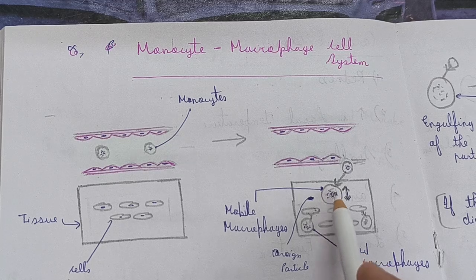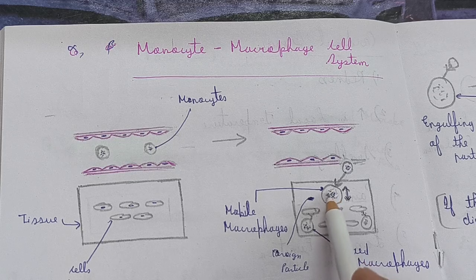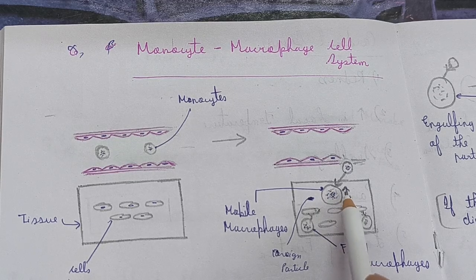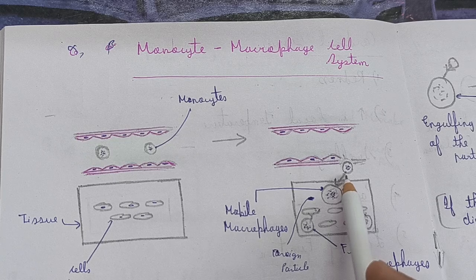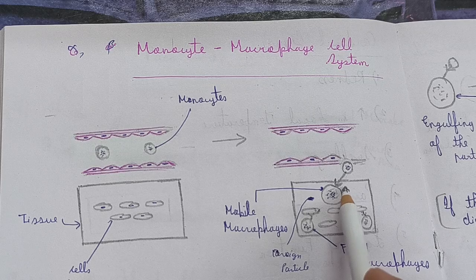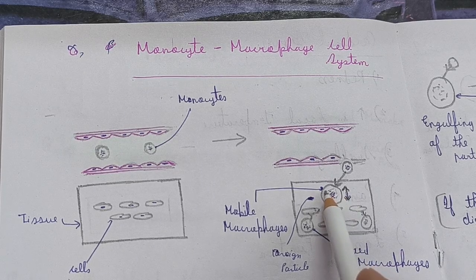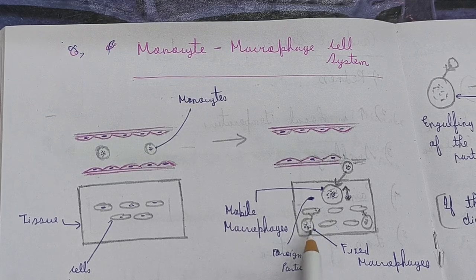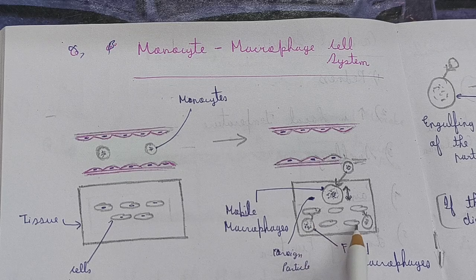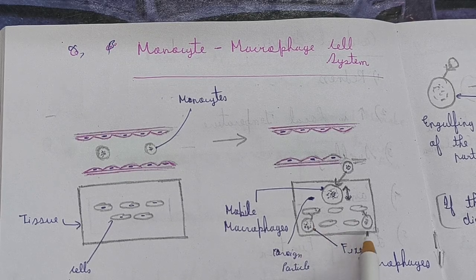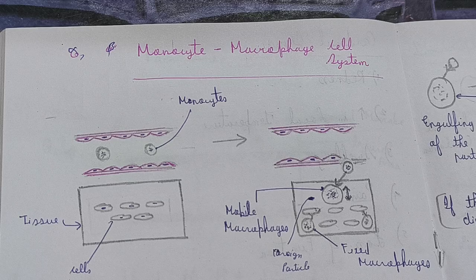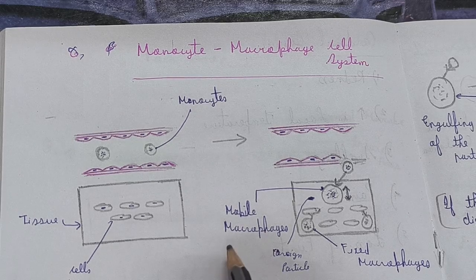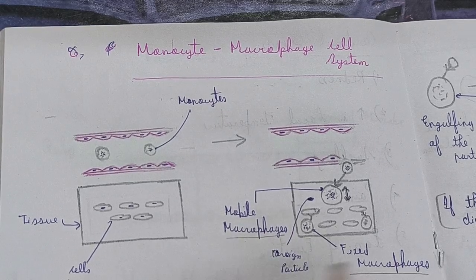Now you can see that when monocytes enter the tissue spaces, they become macrophages. These macrophages are mobile because they can move here, and they have been derived from monocytes, which are mobile and not initially attached to the tissues, so these are mobile macrophages. But you can see that there are some macrophages attached to the cells of the tissue, and these are known as fixed macrophages. So there are two types of macrophages, mobile macrophages and fixed macrophages.